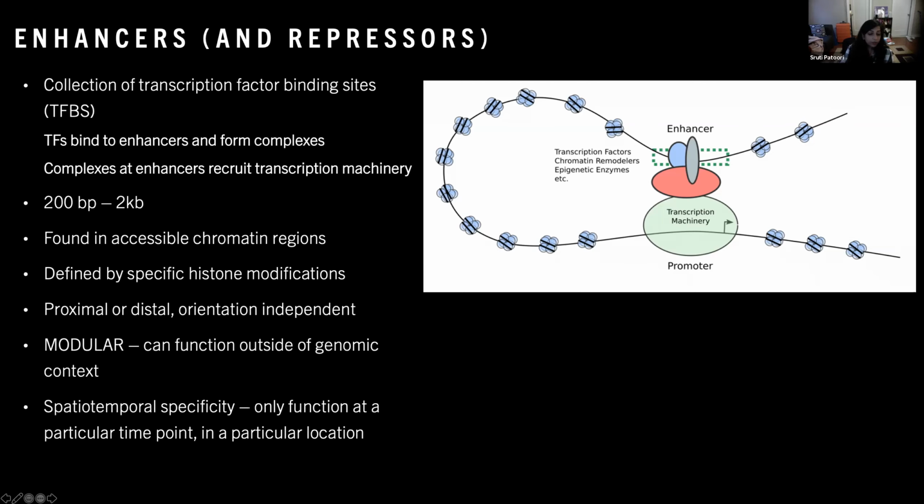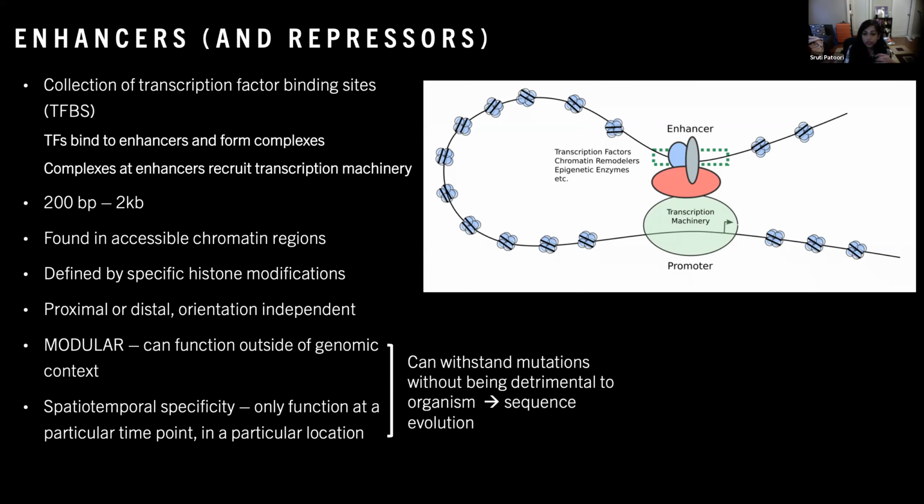And two of my favorite features are that enhancers are modular. So you can take it out of its genomic context and it's still going to do what it's going to do. Like, it has one job and by God, it's going to do that one job. And they also have spatiotemporal specificity, which is why we make such a fuss about them in development. They will function at a particular time point in a particular location.